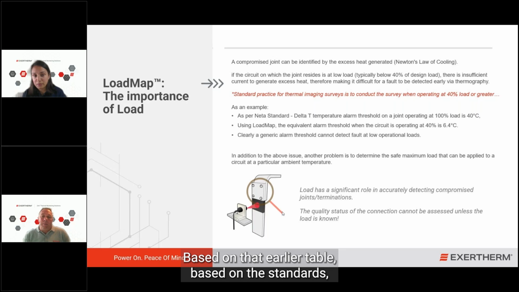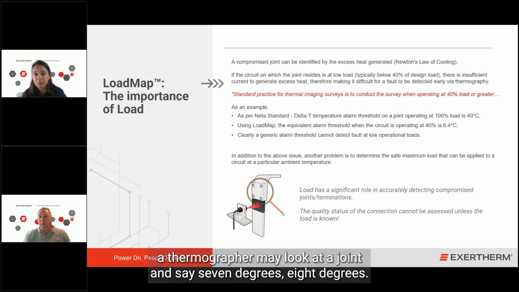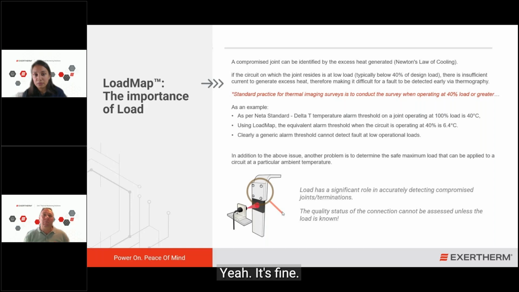Based on that earlier table, based on the standards, a thermographer may look at a joint and say 7 degrees, 8 degrees. Yeah, it's fine. I've only got 40% load. The table says I'm good. Walk away. But this is where LoadMap comes in.